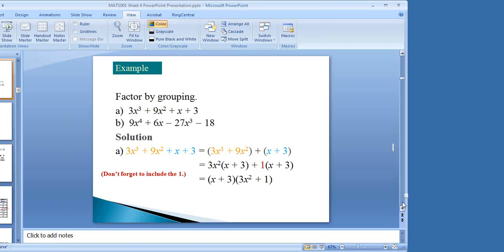When I'm done, I can see that I have a common factor of x plus 3. That's what has to happen. If you don't have that, you need to check and see if there's a mistake or try a different grouping or something. x plus 3 is my common factor, so that's what I pull out, and what I'm left with is what I get when I divide each term by x plus 3, and that leaves me with 3x squared plus that 1 that seemed insignificant, but now you see it really is important. So what I just circled is the full answer.